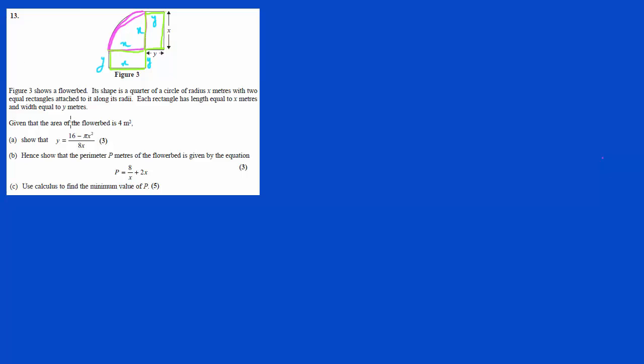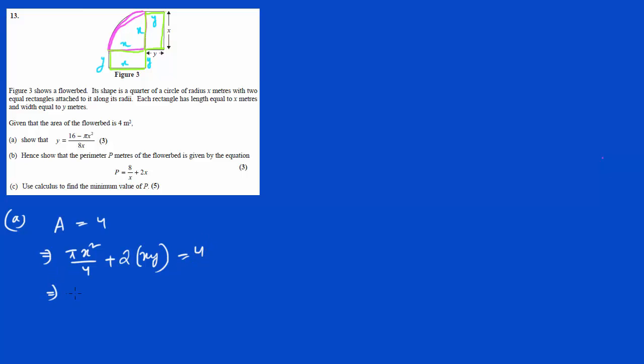So now let's write down the information. The information that we have is we have to show that using the area, which is 4 meters square, of the entire shape, we can get this expression for y. Okay, so area equals 4. Now we know area of the quadrant is pi x squared by 4, plus area of the rectangle, 2 into xy, area of each rectangle is xy, and this equals 4.